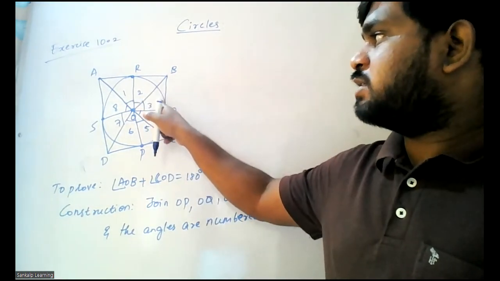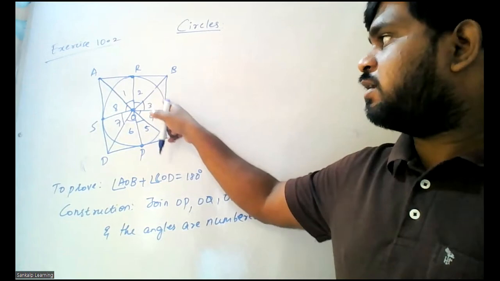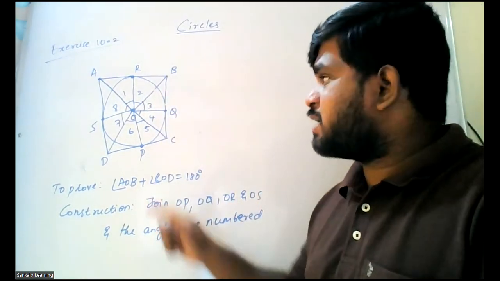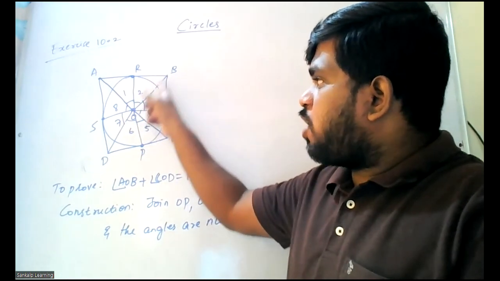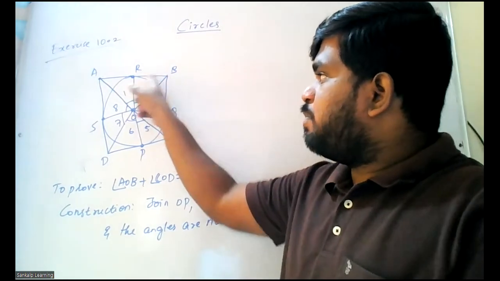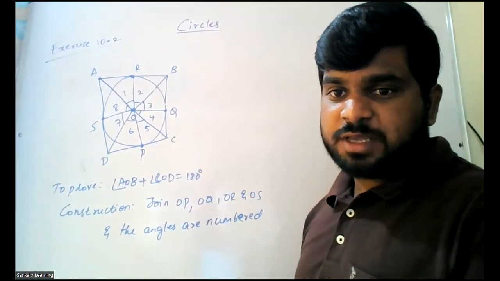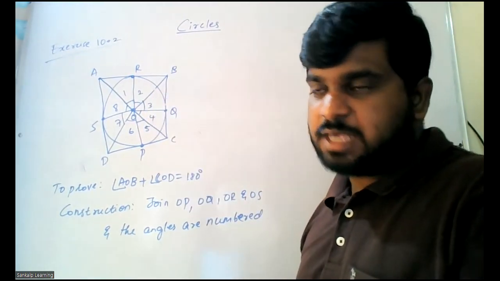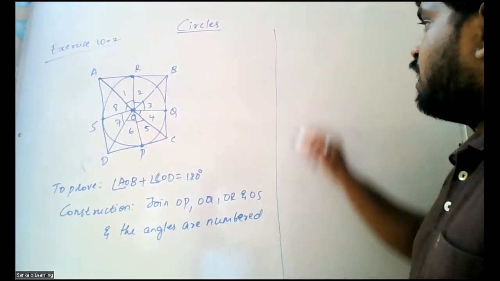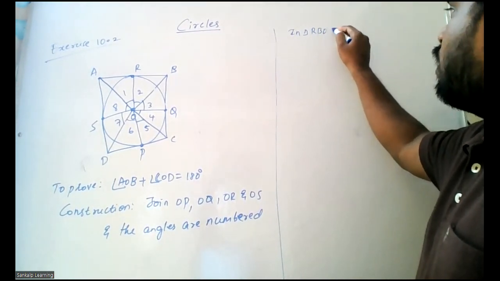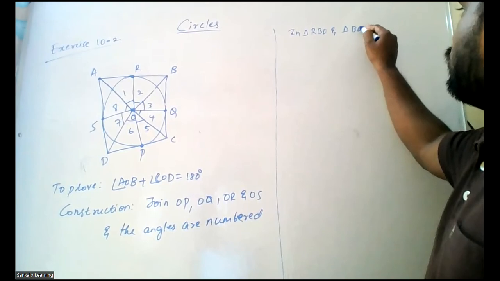I'll take these two triangles where 2 and 3 are there, and I can prove that they're congruent. We have already done exactly the same type. OB is the common side, OQ is equal to OR, radius of the same circle, BR is equal to BQ, tangents drawn from external point are equal. Therefore, these two triangles are congruent using SSS. Let me write that. In triangle RBO and triangle BQO.